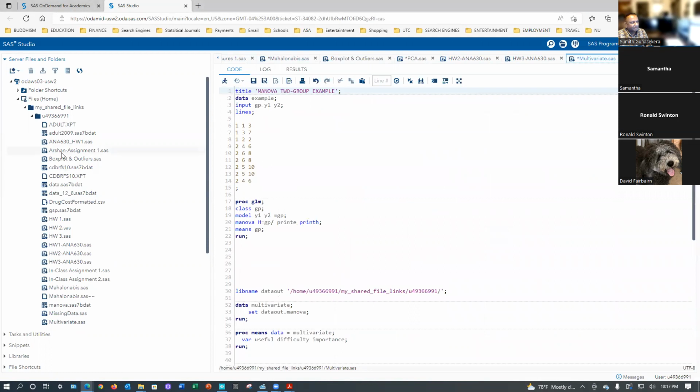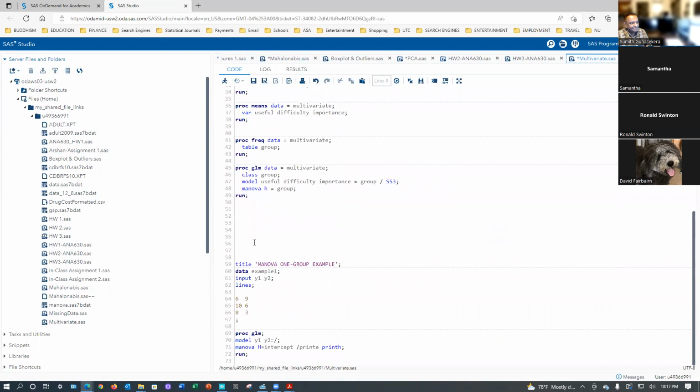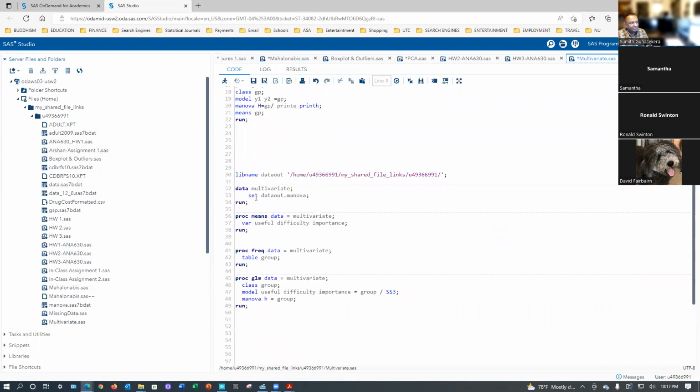So I got this one here, then here, see, I got that one. I put in the data out, and from the data out, any way you want, I call the MANOVA. Okay, the MANOVA, now I call it the multivariate.